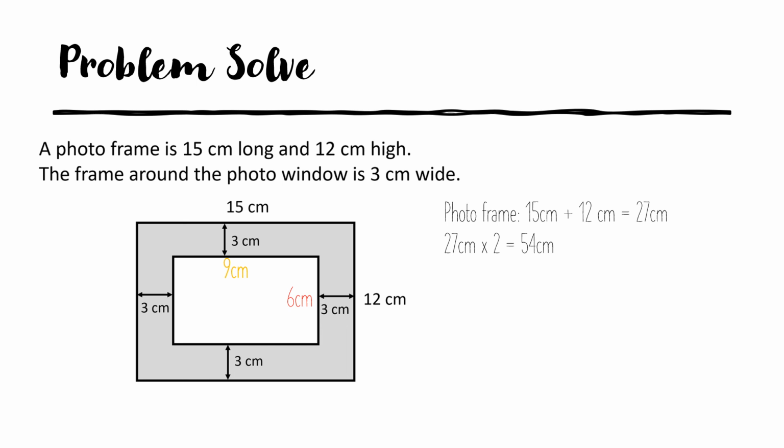Remember, when we are doubling, we are also timesing by 2. So I'm going to do 27 times by 2 equals 54. Remember, if this is confusing you, just add the length of the sides together. So 15 add 15, add 12, add 12 would equal 54 centimetres for the perimeter of the photo frame. Using that method, can you now have a go at working out the perimeter of the photo?